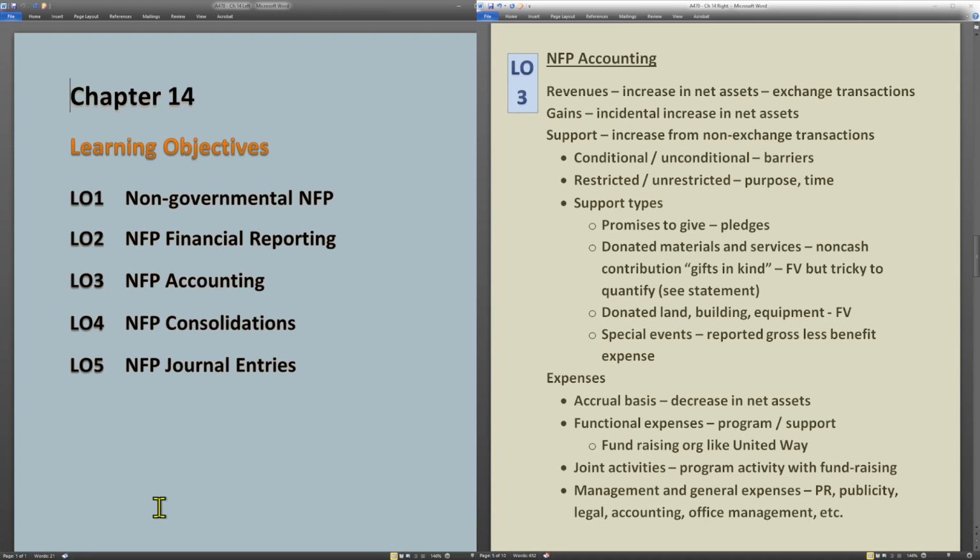And just realize I'm not going to go into all the rules. There's a lot of detailed rules, because we're mixing two different things: program activities and support activities. And if you're interested in it, there's a little bit more detail in the book. What are management and general expenses? Well, we've kind of talked about it. It's all the other things outside of fundraising to keep the organization running. So there's legal, there's accounting, running the office, PR, publicity, that sort of thing.